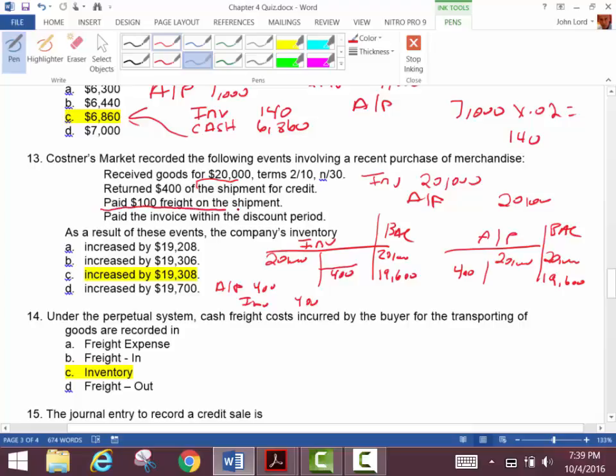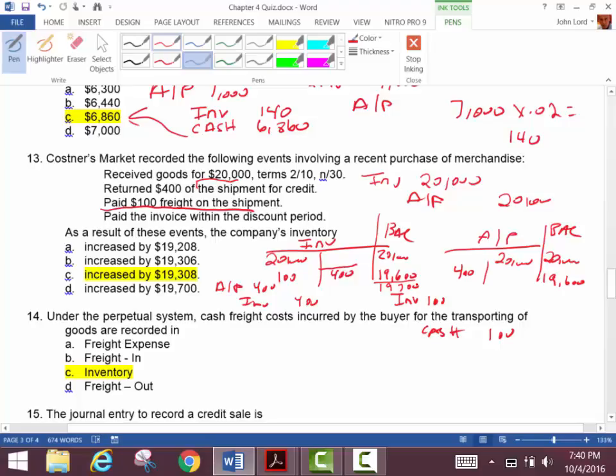Okay, so now we're going to pay the freight charges, and we paid the freight charges, aren't we? The person that received it. So we're going to do what? We're going to debit inventory for how much? For how much did they pay? 100. And credit cash, right? To pay that inventory. So when we debit that, what's that now up to? 19,700. Right?